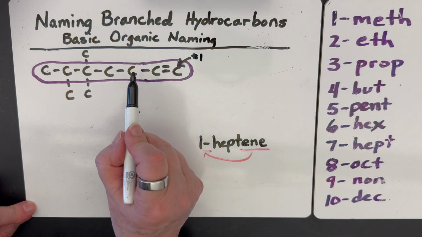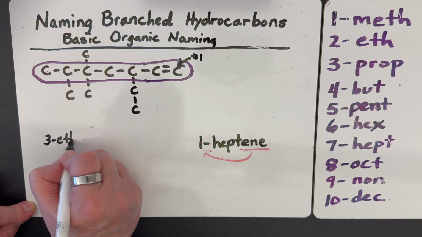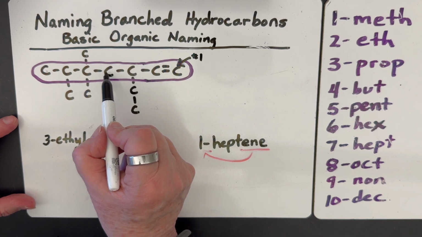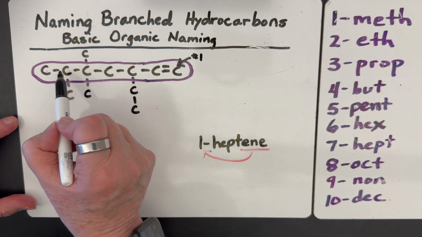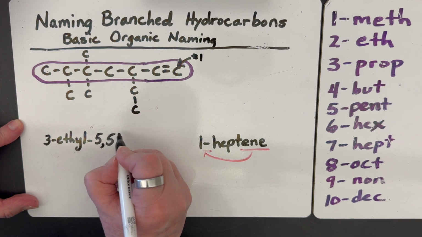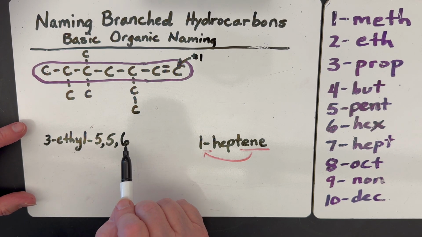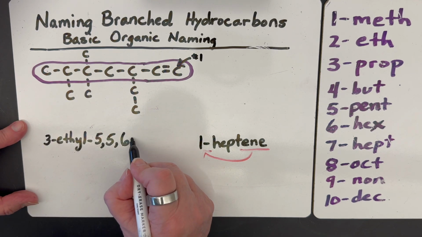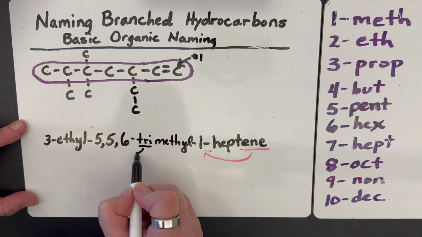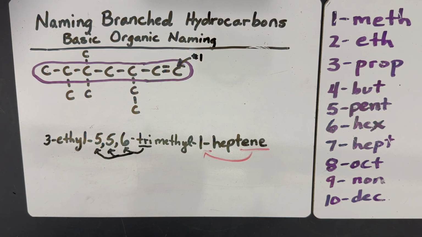So 1, 2, 3, it's off the 3rd carbon, so 3-ethyl. And this time we have 3 methyls. We have a methyl on 1, 2, 3, 4, 5, 5, and 6. We need to put all 3 numbers, even if 2 of them are the same, so that we know that 2 of them came off of carbon 5 and 1 came off of carbon 6. And now since there's 3 of them, it's trimethyl. And so when you see this tri, you better have 3 numbers in front, even if some of them are the same number.